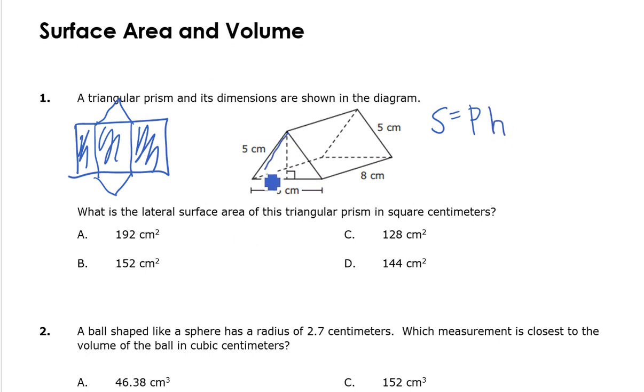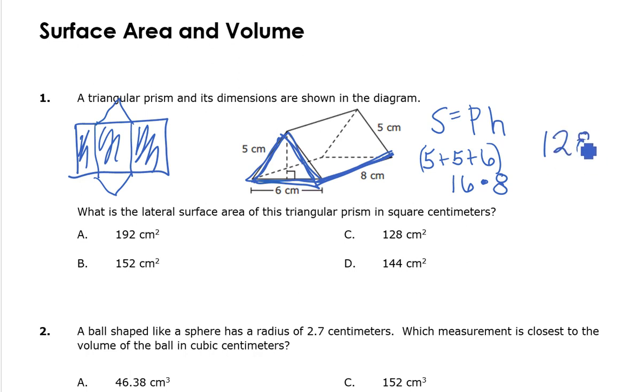So I want to multiply the perimeter of my base times the height. Okay, so the perimeter of my base is 5 plus 5 plus 6, which is 16. And then I want to multiply by 8. 16 times 8 is 128. So my answer is C.